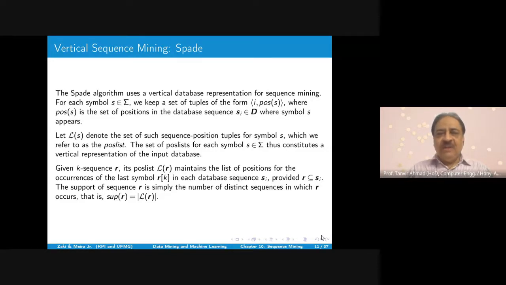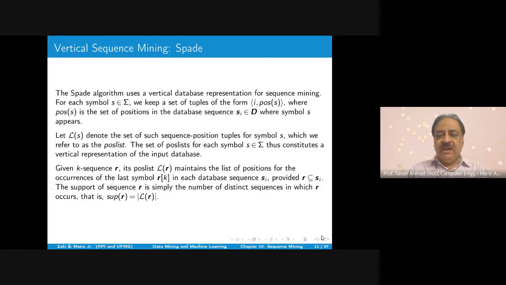Now, how to keep those tuples? I means the items, comma, the position of that particular item or symbol. Here pos of S is the set of positions in the database sequence S_i, which is an element of D, and D is nothing but the database. So for each and every transaction, I will keep it in the form of I, comma, pos of S.